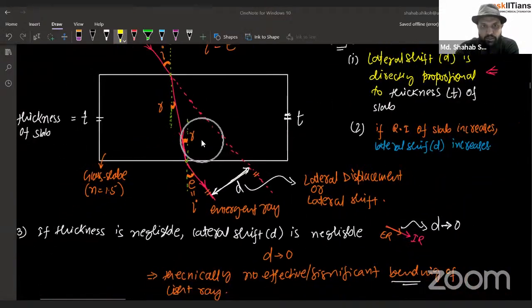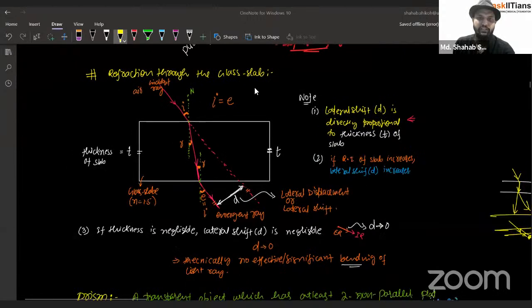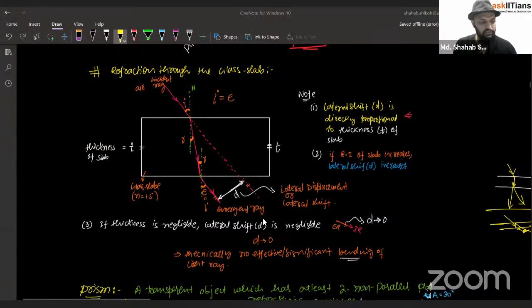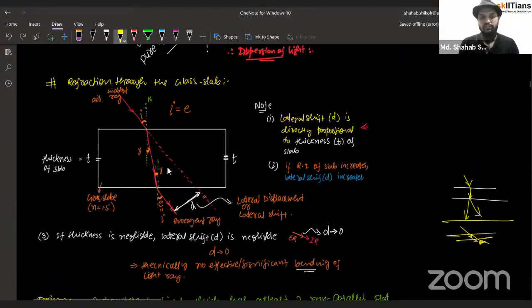By the way, coming to refractive index, refraction through the glass slab. These are the points I discussed. The incident ray and emergent ray are parallel to each other, and the separation between them is called lateral displacement or lateral shift. On what factors does this lateral displacement depend? Number one, thickness. If there is more thickness, the ray goes deeper and then goes out, so more lateral displacement. Similarly, it depends on the refractive index of the slab. More refractive index, more bending, and more lateral displacement. These are the points you should consider.